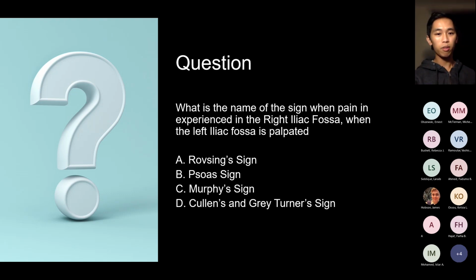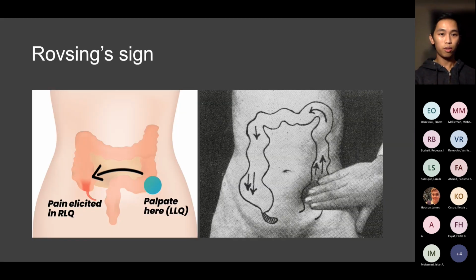Brilliant. So from the votes we've got in, it's Rovsing sign. So Rovsing sign occurs when you palpate in the left iliac fossa, and that causes pressure to build up within the colon. This pressure then gets transmitted throughout the colon, and that's why it can be felt on the other side. And this sign is usually seen in conditions like appendicitis.